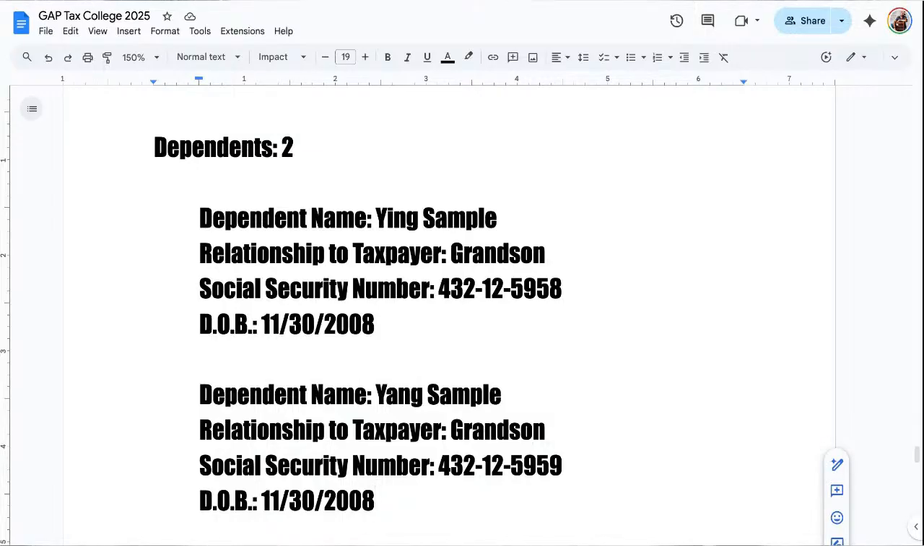Remember, I'll give you a heads up: let's just assume that they are still students. All right, 2008, that would make them under 20, probably still in high school. Full-time students in high school, that's perfectly fine. Okay, so let's go ahead and make that adjustment, guys.